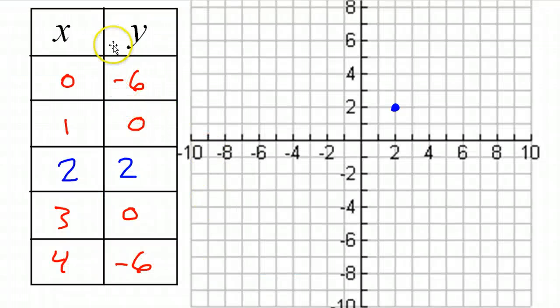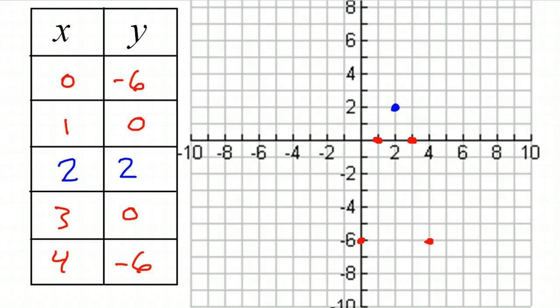Okay, so we could go ahead and graph these points right now. So 0, comma, -6 would be right here. 1, comma, 0. Okay, there's your 2, comma, 2. And then the symmetry kicks in. 3, comma, 0. And 4, comma, -6.